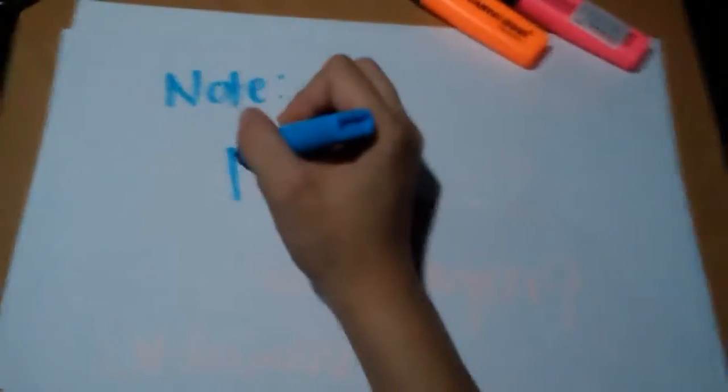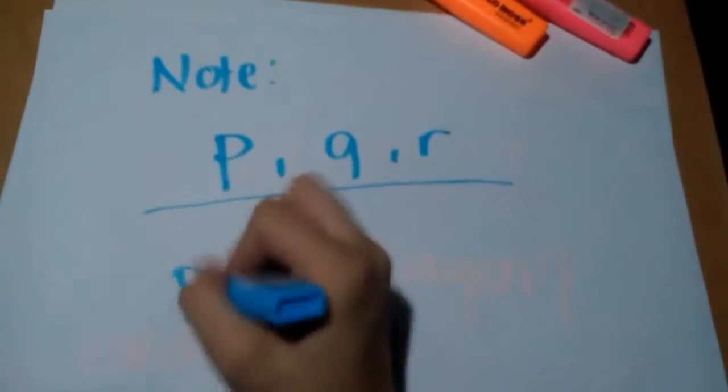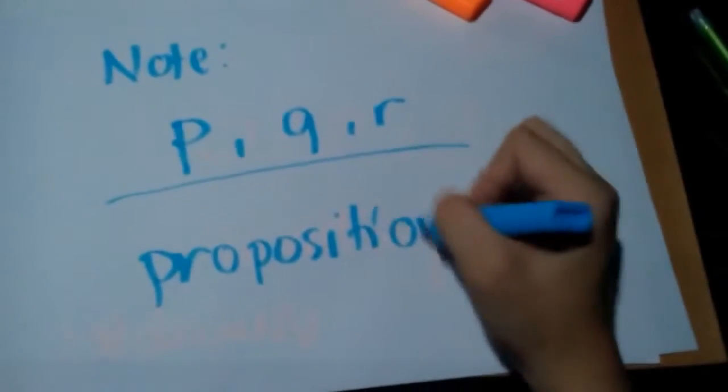Note that this is a note, okay? Remember all of this. Note that P, Q, and R are used to represent statements, but we can also use other letters. These are the common letters that we use in propositions. These letters are called propositional variables.